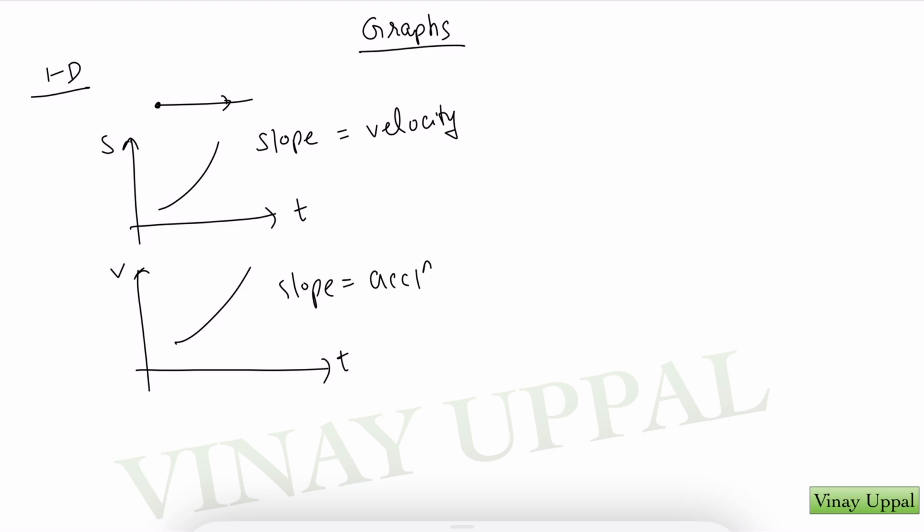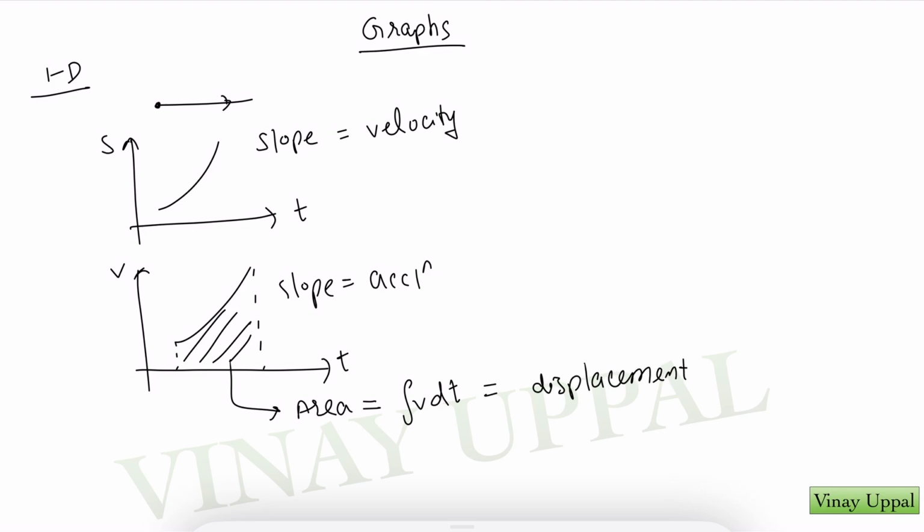Now in velocity versus time, the area also has a physical interpretation. The area would simply be, because it's going to be integral v dt, the displacement. The displacement from, let's say, t1 to t2. So the total area would be the displacement of the particle from time t1 to t2.